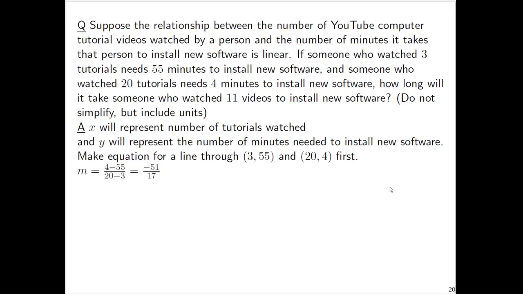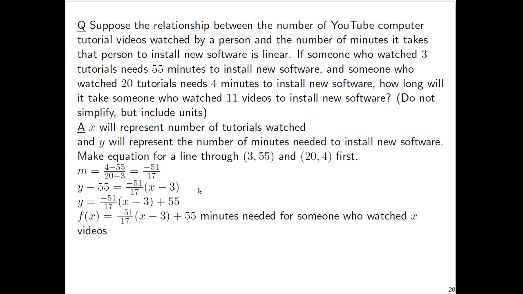So we should create an equation for this line, compute the slope. Here we have it in point slope form using the first point, 3, 55. By the way, the slope is negative here. I hope that makes sense, because the more videos you watch, the less time you're going to need to install software. That's the idea behind this, to make this a little more realistic. Let's solve for y. Just add 55 to both sides. And then we'll name this f of x, right? So here's our function. This function represents the number of minutes necessary for somebody who's watched x training videos.